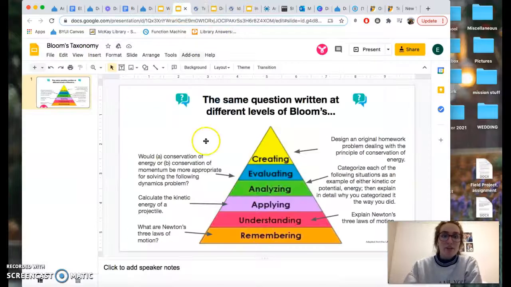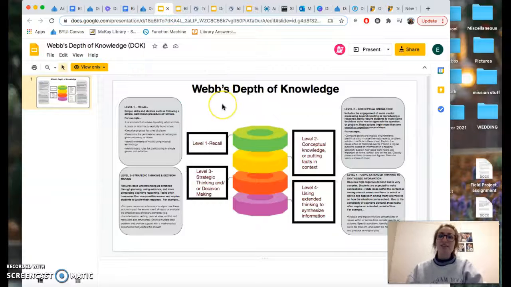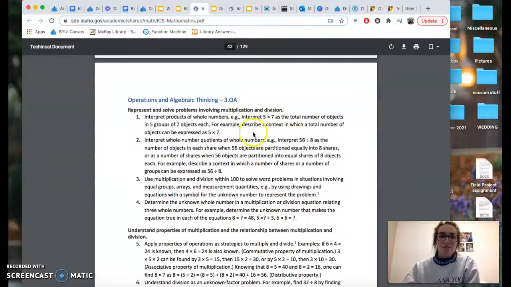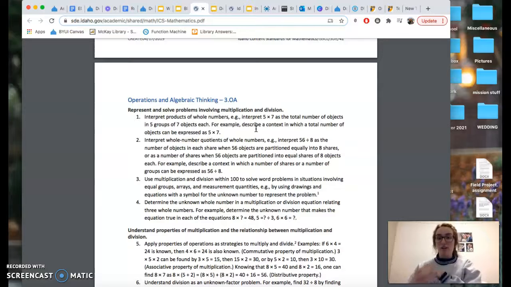So I'm going to talk about the levels of balloons. I would say that this one is more of an understanding because they just need to be able to interpret what this means. They need to understand what it means. And then for webs, I would say that this is a level 2 because they have to interpret, but also part of the standard says to describe a context. So they need to put these skills into a context that makes sense to them, and they need to be able to describe what it means.